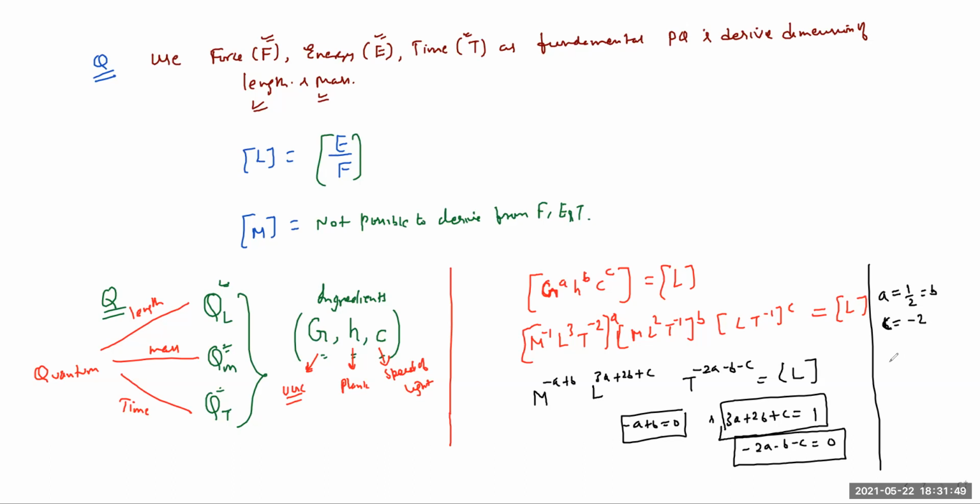So we can write quantum length is proportional to G, H under root. Sir, A is 1 by 3. A is 1 by 3. Okay. So B is also 1 by 3.